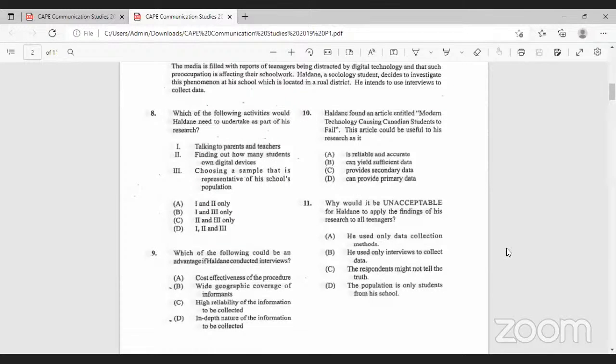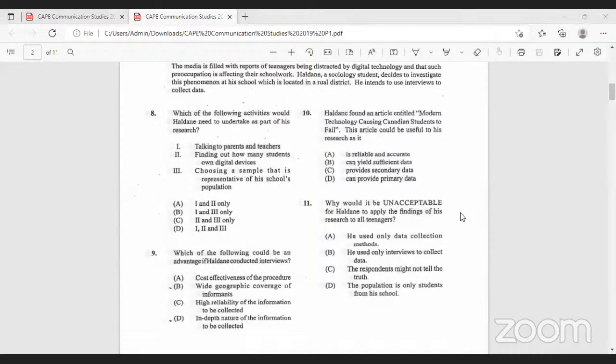10, Haldane found an article entitled Modern Technology Causing Canadian Students to Fail. This article could be useful to his research as it is what? It's reliable and accurate, can yield sufficient data, provide secondary data, or can provide primary data. Number 10. C. C is the answer.